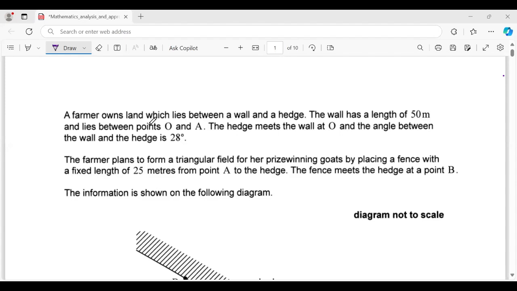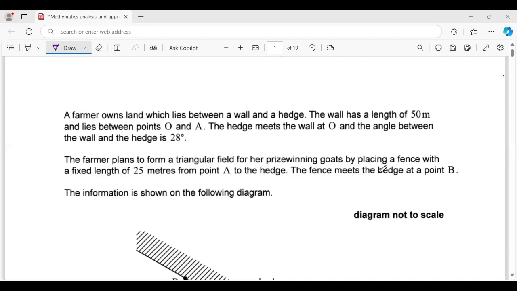A farmer owns land which lies between a wall and a hedge. The wall has a length of 50 meters and lies between points O and A. The hedge meets the wall at O, and the angle between the wall and the hedge is 28 degrees. The farmer plans to form a triangular field for her prize-winning goats by placing a fence with a fixed length of 25 meters from point A to the hedge.